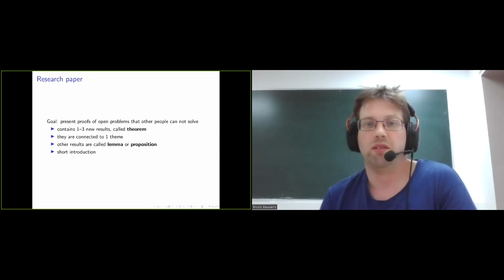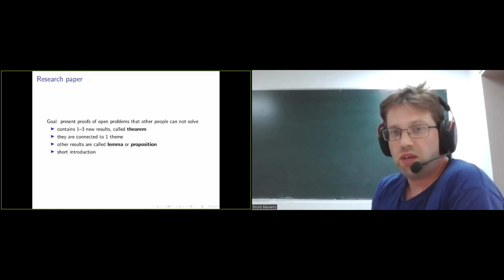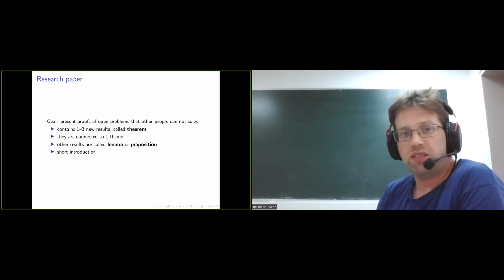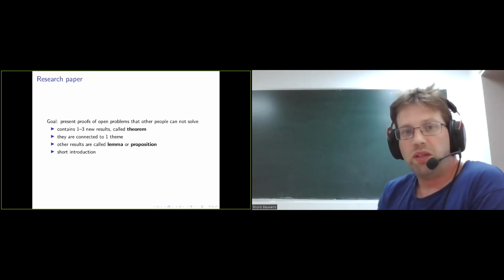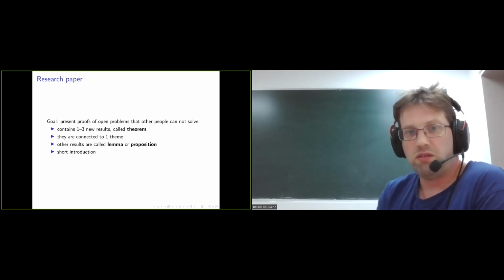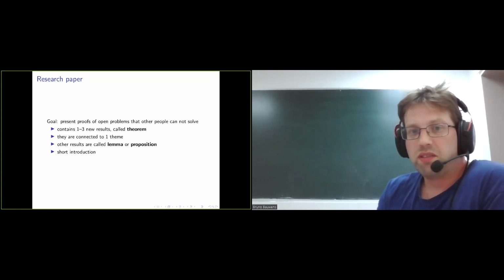And what is important in the paper is that there are not too many results you're most proud of. You have a bunch of discoveries, then you pick 1 to 3 of the most important results, and you call them theorems. The reviewer will look at these results to judge you. Then you can have more discoveries, but they're minor discoveries. You should call them lemma or proposition.